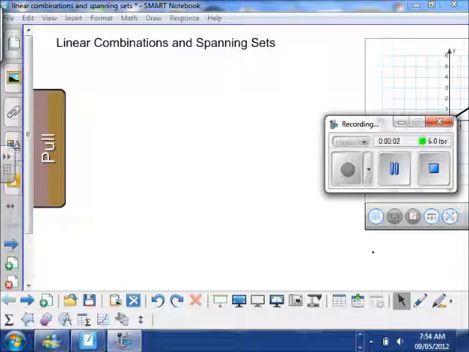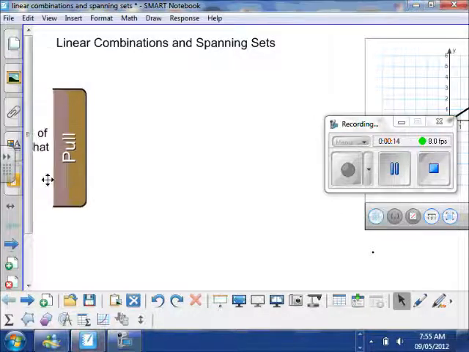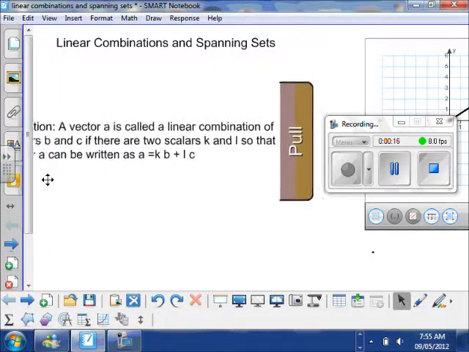Good afternoon, everyone. Today we will be talking about linear combinations and spanning sets. Let's start with linear combination. Let's take a look together at a definition of a linear combination.